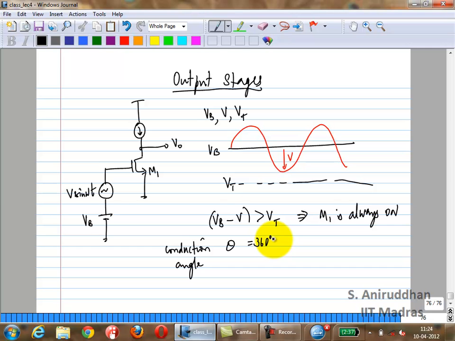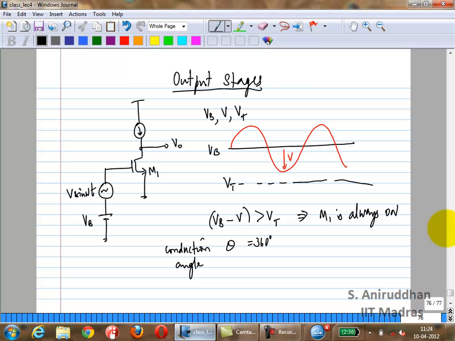Now, obviously now that we have done this, we can also think of other cases. What happens when you keep reducing this? What happens if you keep reducing VB or increasing V? Either way is okay. What happens? At some point, it will start to clip, right, at the lower end.